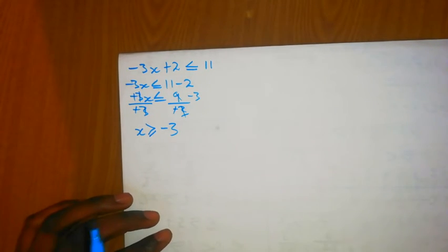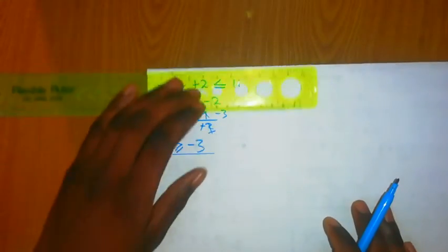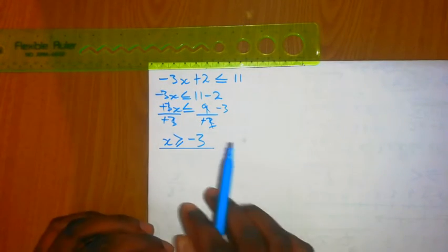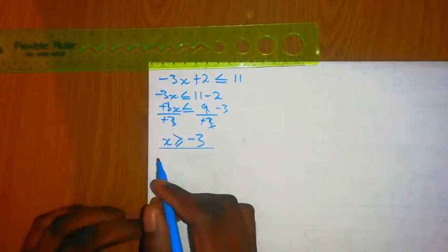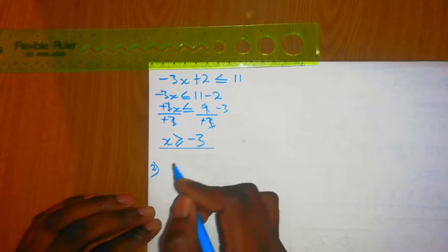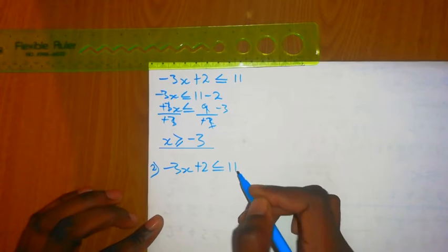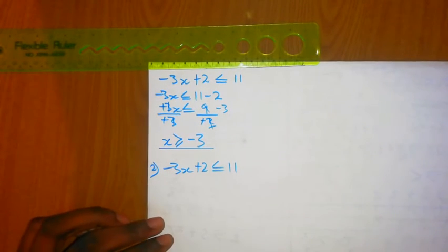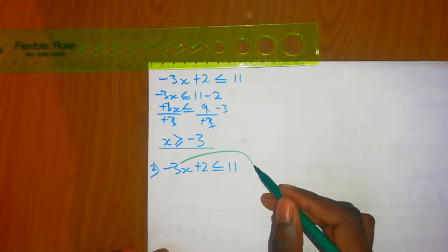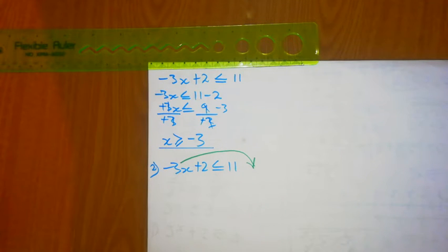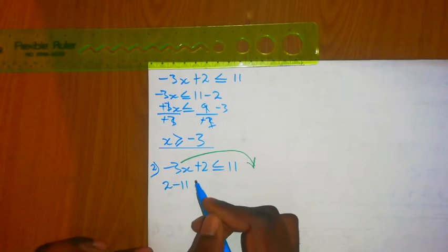But above all, I know this concept tends to be confusing a lot of students. Above all, avoid dividing using negative values. In this case, how can you avoid dividing using a negative value? Let me rewrite that question again here. I'm going to say -3x plus 2 is less than or equal to 11. Instead of dividing using a negative sign there, I'm going to collect this -3x and send it to that other side. So in return, I'm going to obtain 2 minus 11 is less than or equal to what?